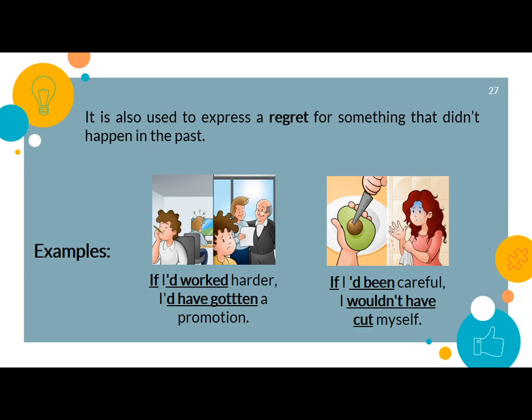But what happened to her? She didn't know that the knife was sharp enough for her to be cut, and she was just getting the seed out of that avocado, and she wasn't careful. So that's why she says, if I had been careful, I wouldn't have cut myself, because what happened to her at the end is that she cut herself. Talking about a regret in the past.